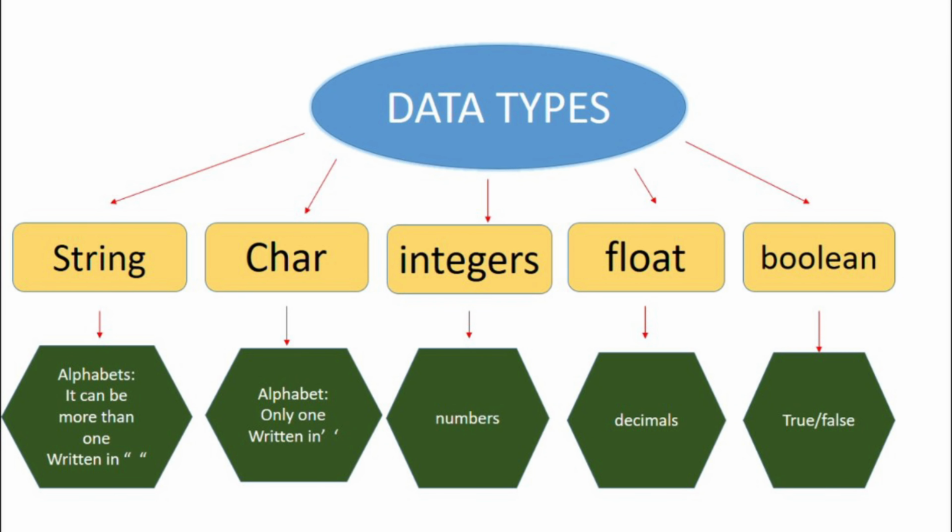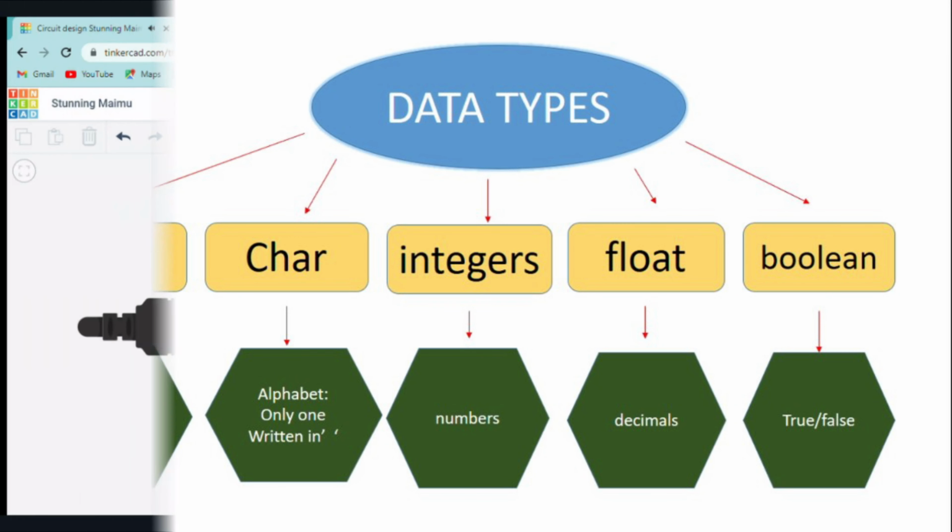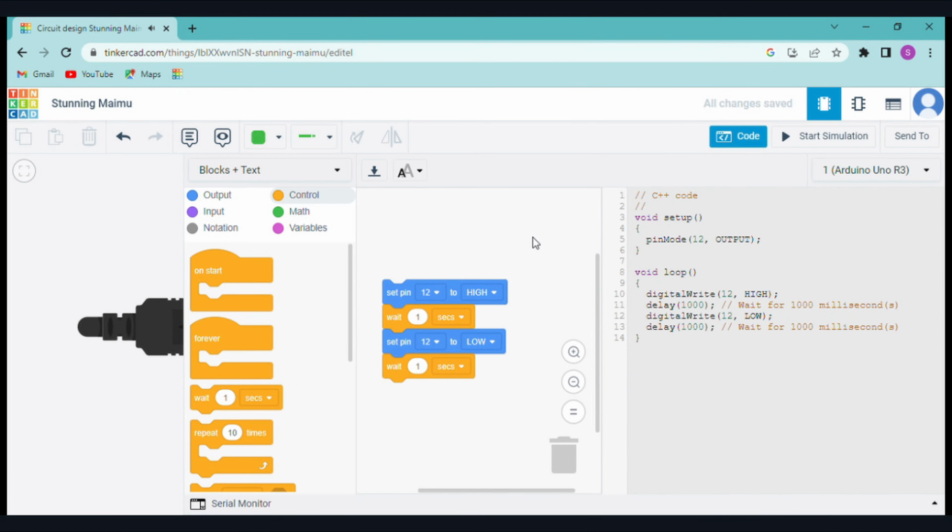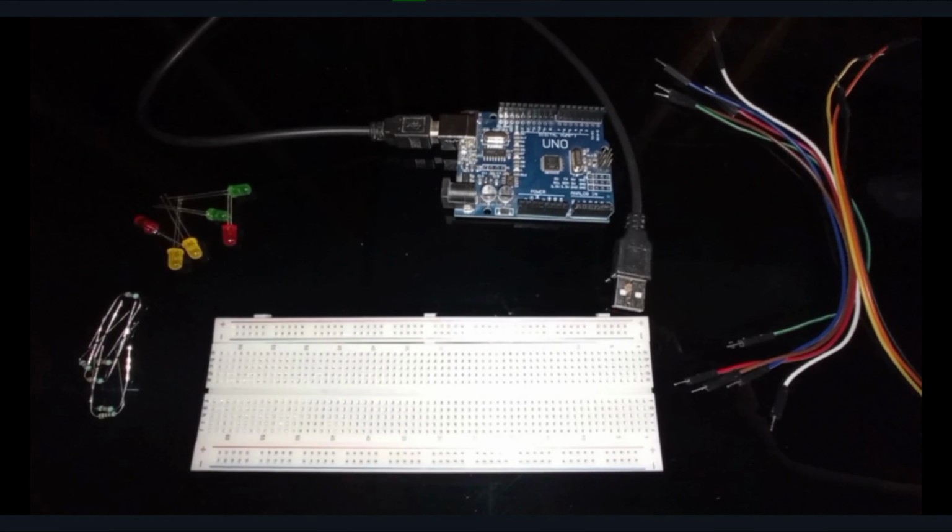In my last video, we learned about different kinds of data types. Today, we will start with text coding. Today, we will again make the blinking of lights using text coding in simulation, and then I will make the same using the real components.